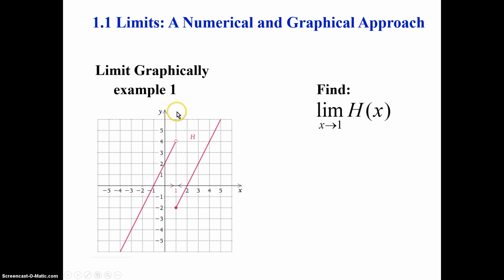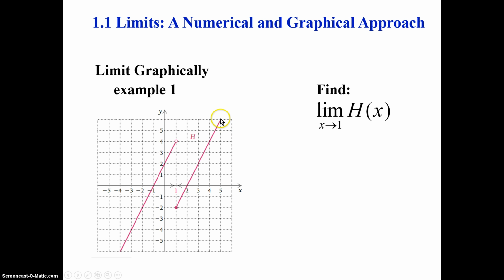So let's go ahead and build a wall right here. My limit from the left-hand side. So that means it's this part of the graph right here. So if I approach my wall from the left-hand side, I'm approaching it, I'm approaching it, I'm approaching it. My value from the left-hand side is what? 4. Okay, now I'm going to approach that exact same wall from the right-hand side.